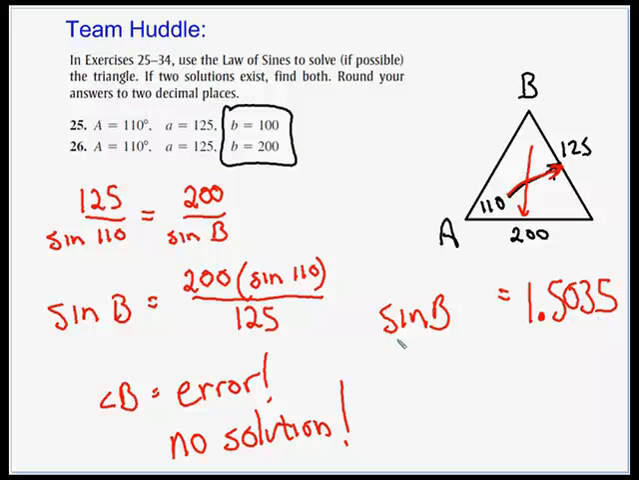Remember, for the sine function, no matter what you plug in for what you're taking the sine of, what comes out is always a number between 1 and negative 1. So x is always between 1 and negative 1 or equal to 1 and negative 1. This is outside that range. 1.5 is outside of 1 to negative 1. So we get that error message. There is no solution.